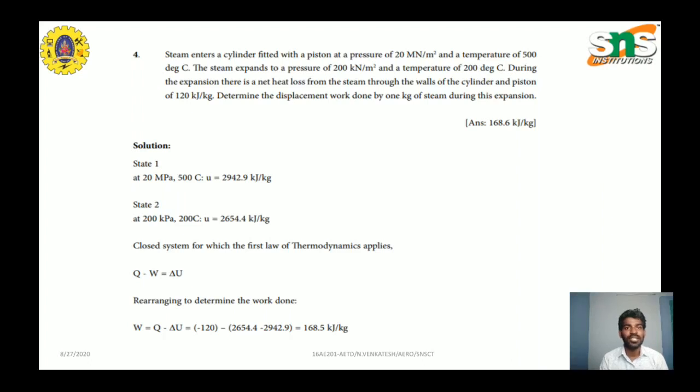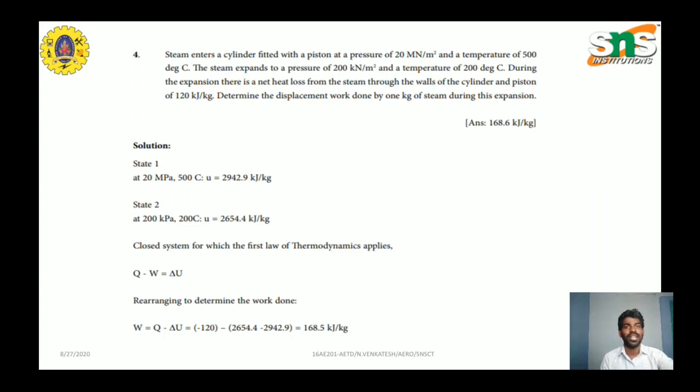The statement is: steam enters a cylinder fitted with a piston at a pressure of 20 MN/m² and a temperature of 500 degrees Celsius. The steam expands to a pressure of 200 kN/m² and a temperature of 200 degrees Celsius. During the expansion, there is a net heat loss from the steam through the walls of the cylinder and piston of 120 kJ/kg. Determine the displacement work done by 1 kg of steam during this expansion.